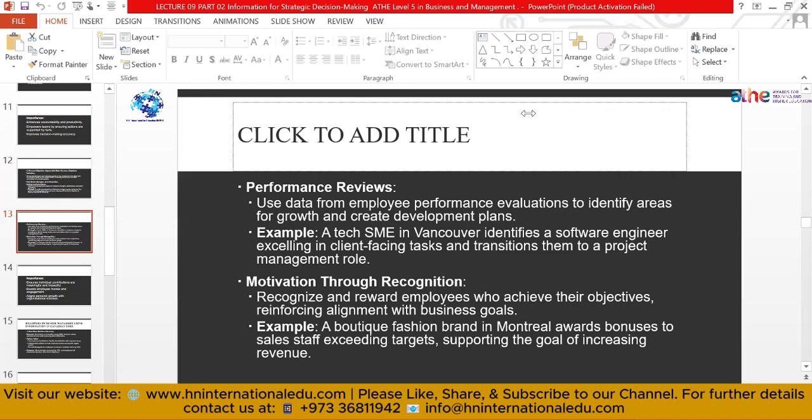Motivation through recognition, rewards, certifications: recognize and reward employees who achieve their objectives, reinforcing alignment with the business goals. That is, there is always room for reinforcement. When you reward someone, they perform, they act well. For example, a boutique fashion brand in Montreal awards bonuses to sales staff exceeding the target, supporting the goal of increasing revenue. And they work really hard then.